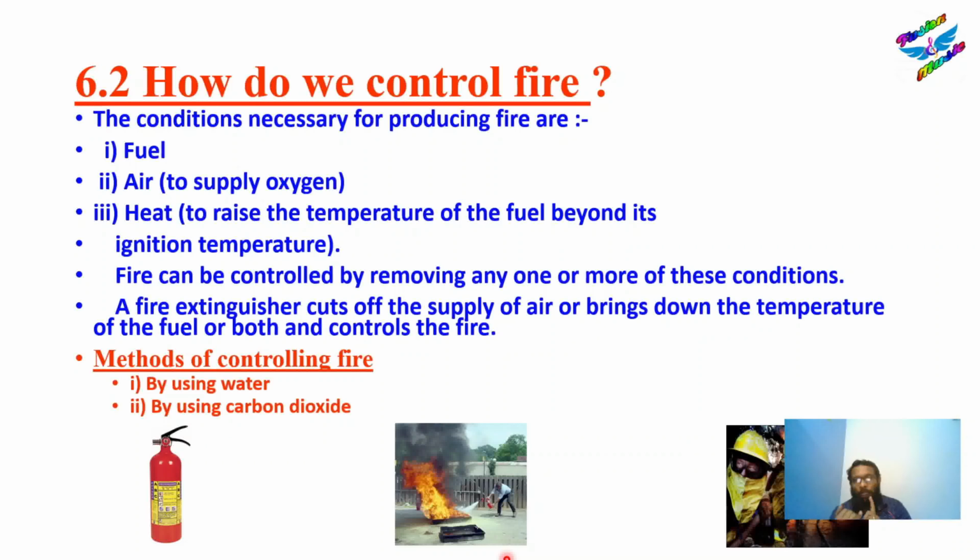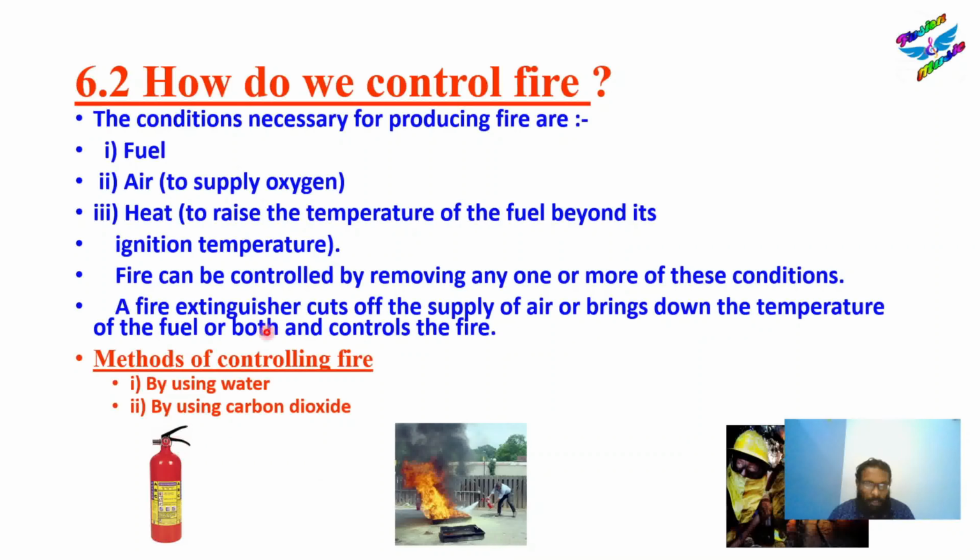So either we have to cut off the supply of oxygen, or we have to increase the ignition temperature, or we have to cut off the fuel. If you cut off any one of these three parameters, the fire can be controlled. In fire accidents, we have to do one of three basic things: cut off the fuel, cut off the air, or increase the ignition temperature. If we remove any one of these parameters, the fire can be controlled as easily as possible.